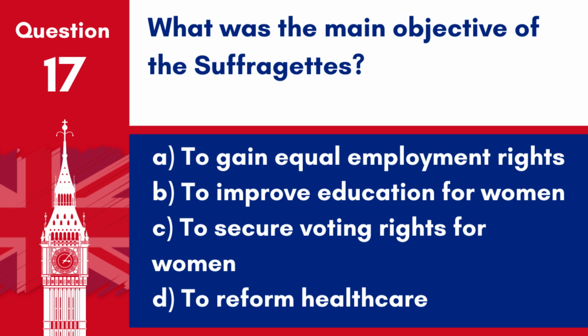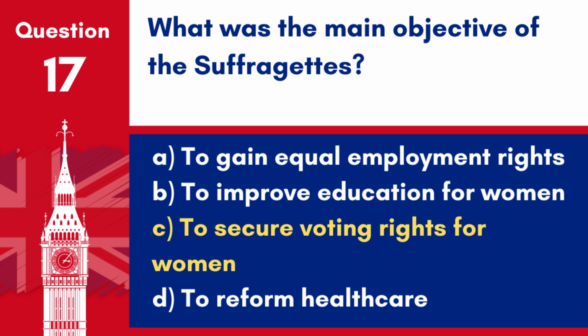Question 17. What was the main objective of the suffragettes? A. To gain equal employment rights. B. To improve education for women. C. To secure voting rights for women. D. To reform healthcare.